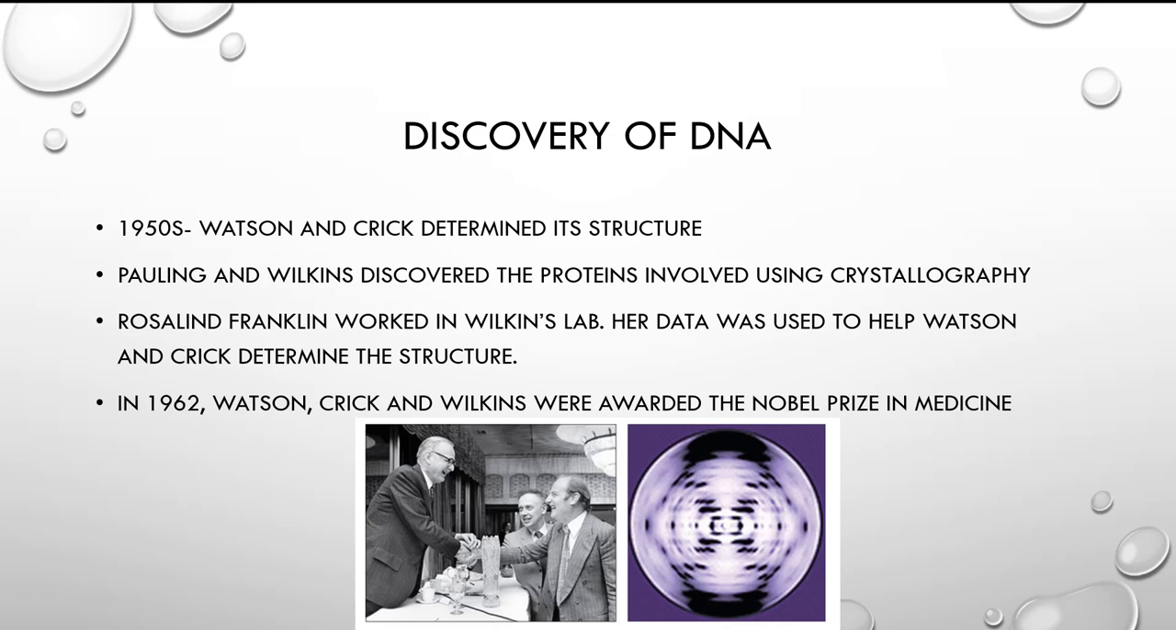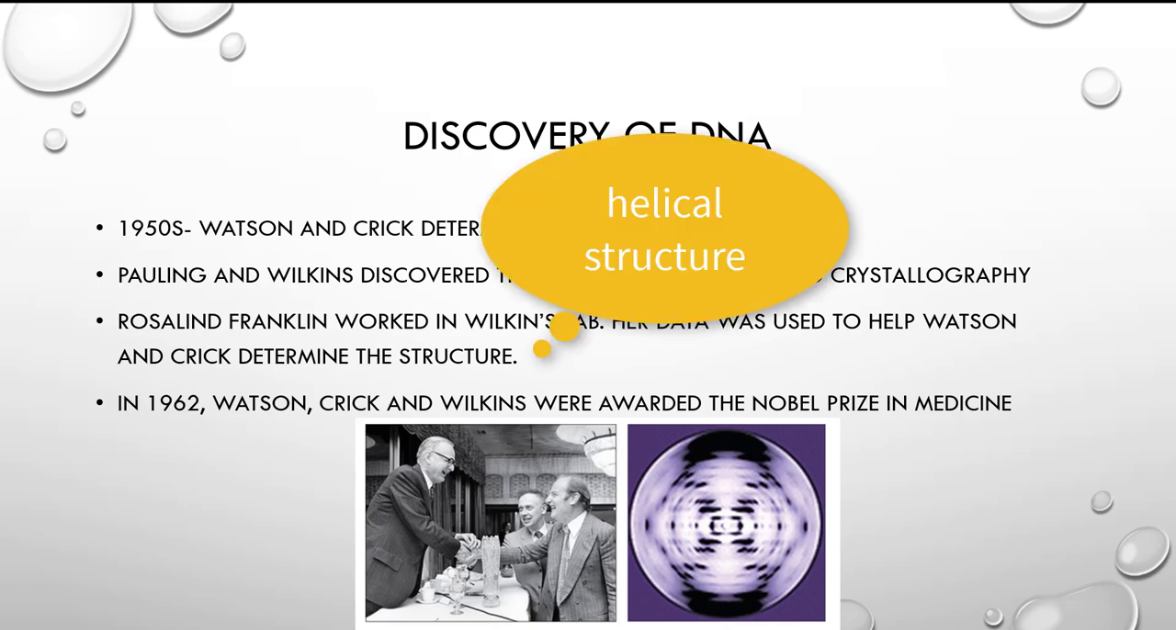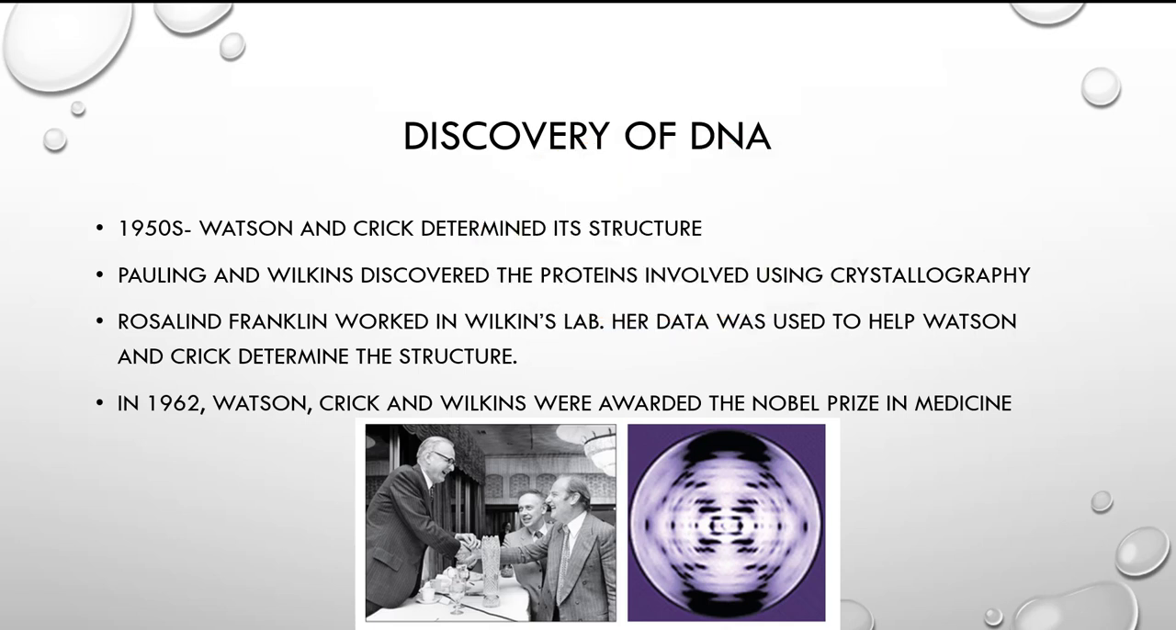In Wilkins' lab, there was a researcher, Rosalind Franklin. She used X-ray crystallography to understand the actual structure of DNA. This was the piece of the puzzle that was missing for quite a long time, to figure out this double helix structure of DNA. And she figured it out. Based on that data, Watson and Crick were able to use Rosalind Franklin's data to piece together the puzzle of DNA.